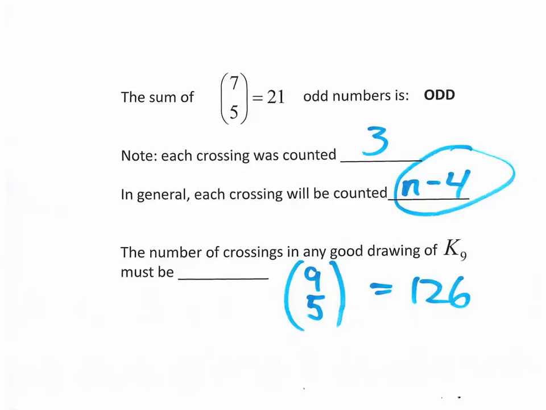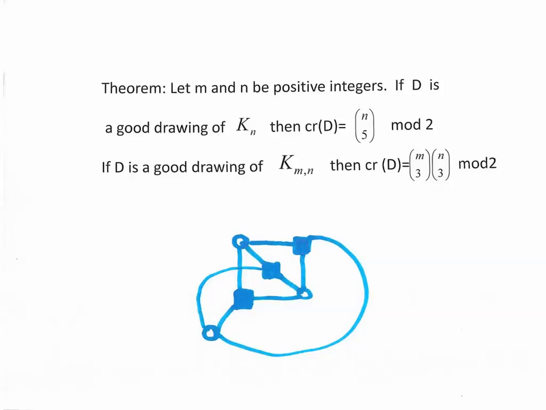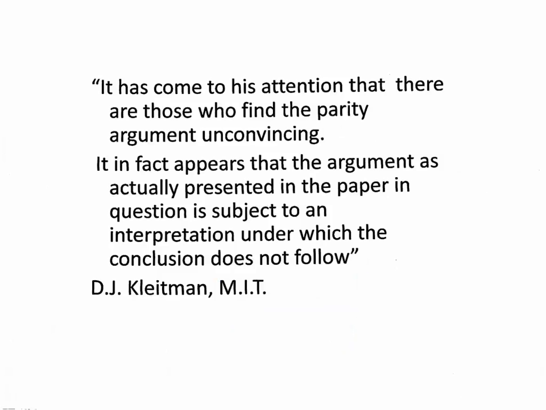Okay, so if you look at K9, for example, you can look at the K5s in the K9 and add up all of those crossings, and when you do that, you will have added up 126 odd numbers. So the idea is that if you have any drawing of Kn, if n is odd, then the parity of the number of crossings will be the same as n choose 5. Okay, so read the paper for the bipartite version of the theorem.